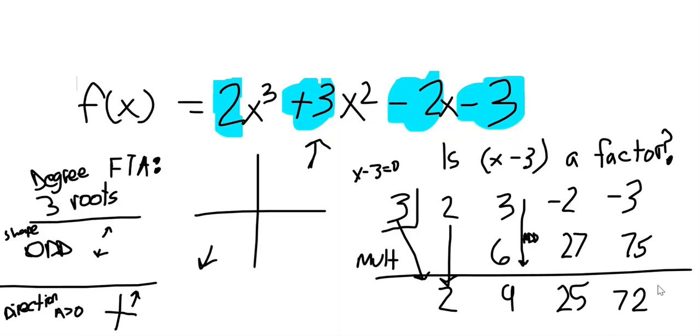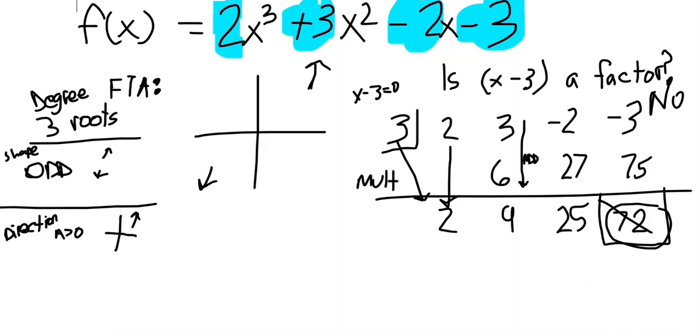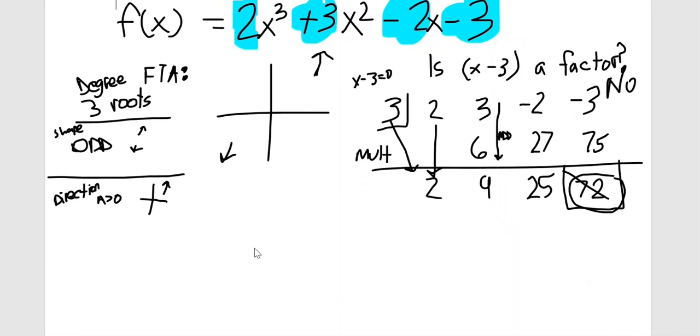Based on synthetic division, it's only a factor if we get a remainder of 0 in this last part. Did we get that? No. So we would say no, x minus 3 is not a factor. We could try another one, like x minus 1.